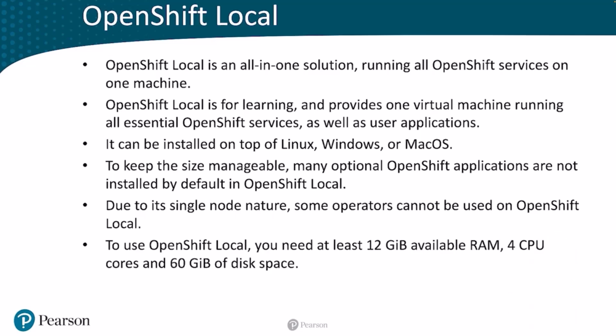To use OpenShift Local, you will need at least 12 GB of available RAM, 4 CPU cores, and 60 GB of disk space. It runs as a virtual machine, but you do need to make sure that you meet the minimal requirements. Don't try to run it on much less, because that will be a disappointing experience where you will run out of memory all the time.